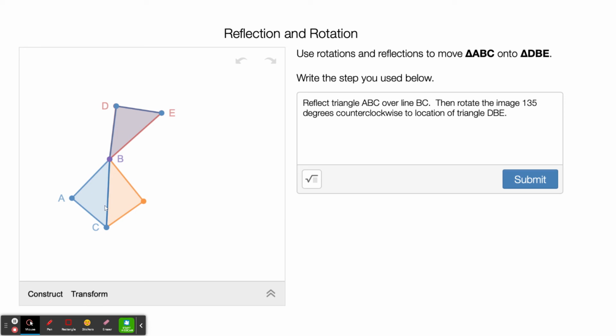And then we rotate it 135 degrees counterclockwise. Again, I had to measure from D through B down to this point that is the corresponding point for D. And so that is 135 degrees, and we're going in the counterclockwise direction. So I need to say what direction I'm going in. And then the final location is going to be triangle DBE.